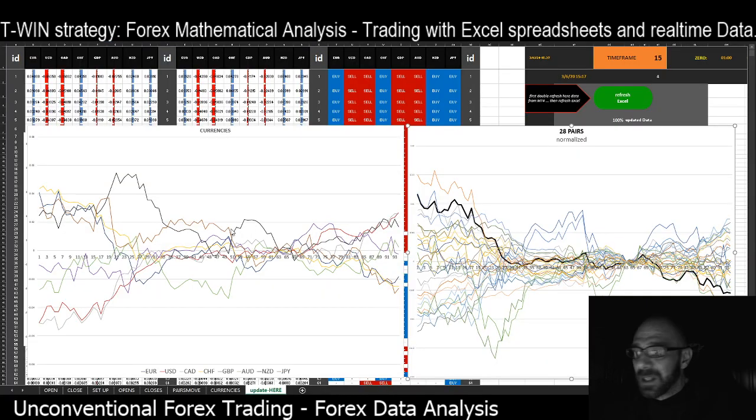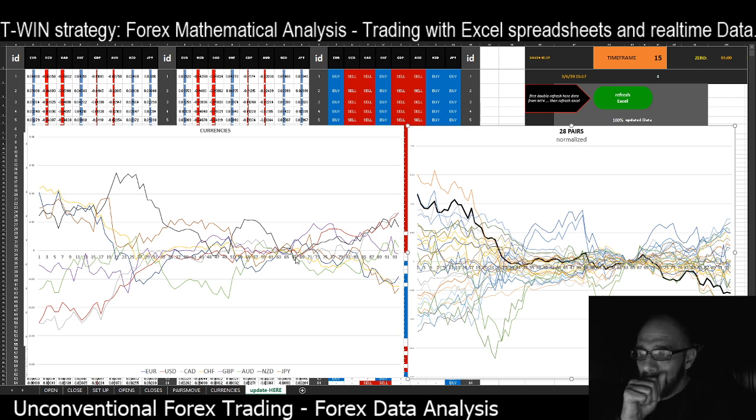Basically, I have these 8 lines, which are the 8 currencies that I get from my calculations. Here the black one is the New Zealand dollar, the brown is the Japanese yen, the yellow is the Swiss franc, the purple is the GBP, the green is the Aussie, the Australian dollar, then the grey one is the CAD, and the red one is the dollar. Of course the blue is the euro.